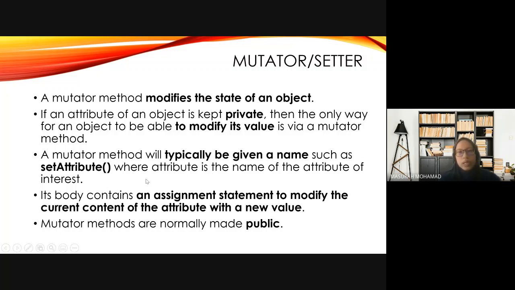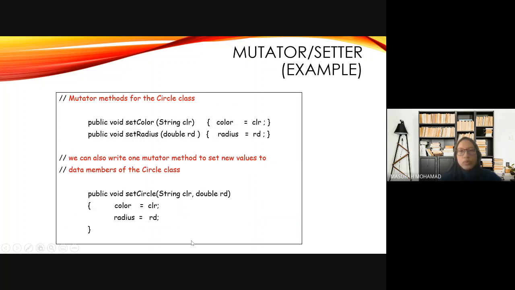Okay. Then dalam body mutator ada apa? So it contains an assignment statement to modify the current content of the attribute with a new value. Dia lebih kurang macam constructor. Tapi dia ada assignment statement, nanti you tengok macam mana. Okay, and then dia punya modifier is public. Okay, kita tengok contoh.